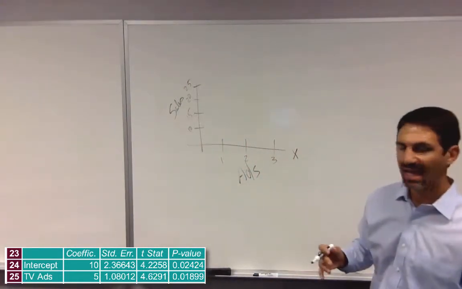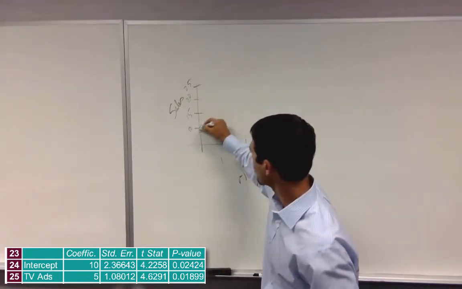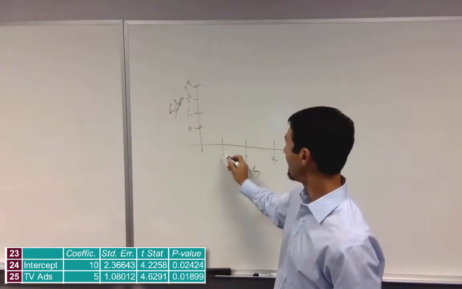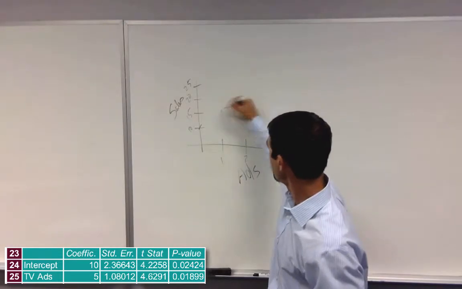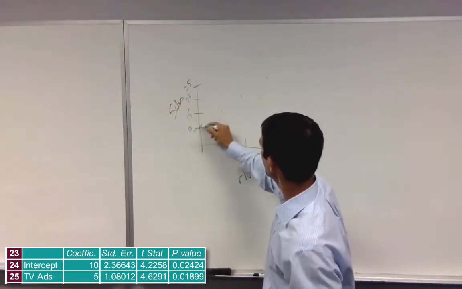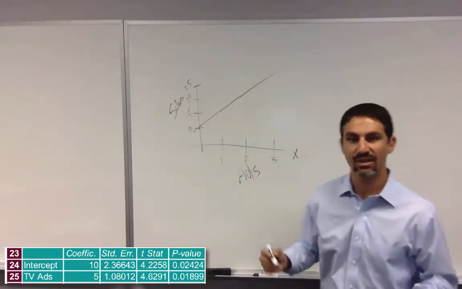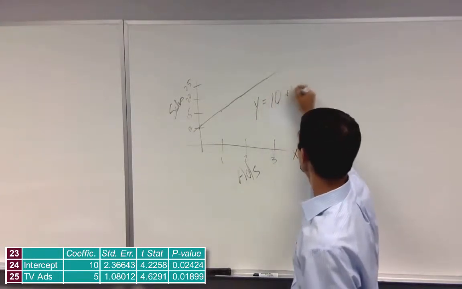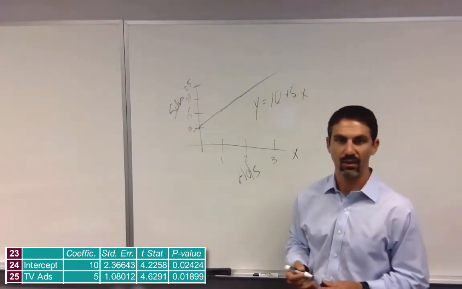So if I plot that out, that value of 10 is our y-intercept. That means that's where our line hits here. Then for every ad that we do, the slope is telling us that it goes up by 5. And so we create a line that looks like that. That's our slope. So that would then be y equals 10 plus 5x. And that's our regression equation in that case.